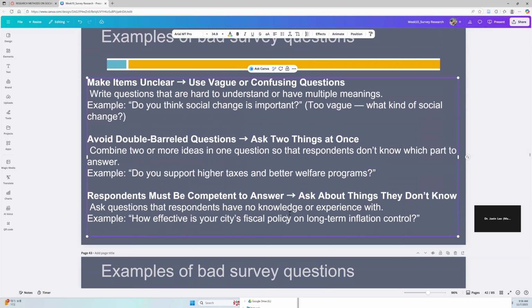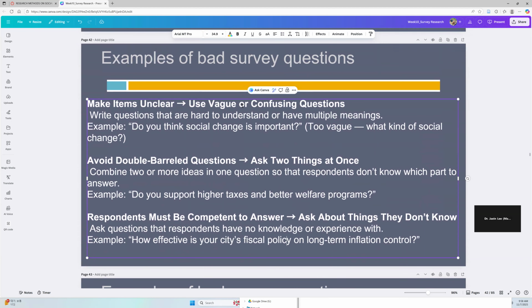For example, instead of very clear wording, if you use vague and confusing questions, then that might be very hard to answer. For example, do you think social change is important? It might be a very important question, but it might be too vague. So which kind of social change? We are not sure. If it's too wide and vague, we cannot answer very effectively.